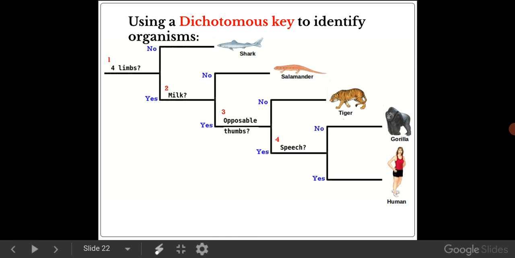But if we said yes, it does produce milk, then we'd go to question 3, which asks does it have opposable thumbs? If we answered no to that, our creature would be a tiger. But if we said yes, it does have opposable thumbs, then we'd have another question. Speech, does it speak? And at that point, if we answered no, then our creature would be a gorilla. But if we answered yes, then our creature would be a human.